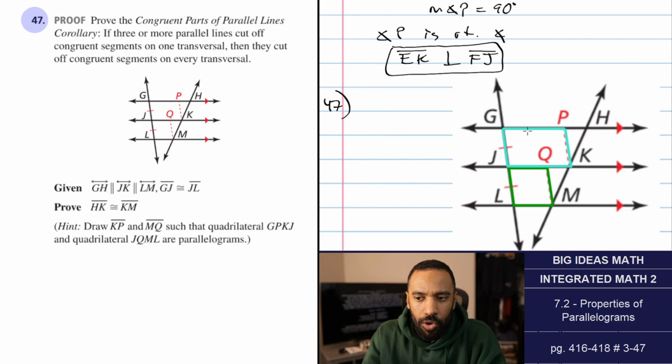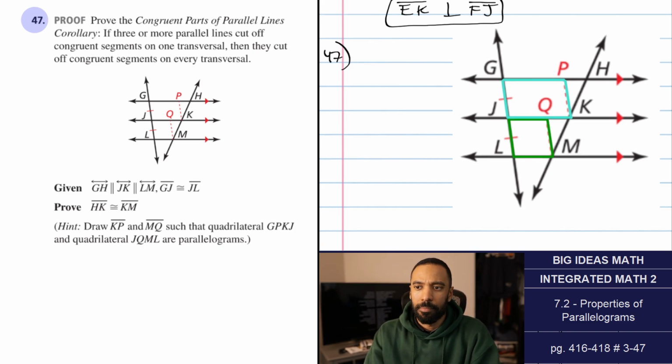If 3 or more parallel lines cut off congruent segments on one transversal, boom, they cut off the segments. I think this is what they're talking about. Then they cut off congruent segments on every transversal. Draw KP and MQ such that the quadrilaterals are parallelograms.